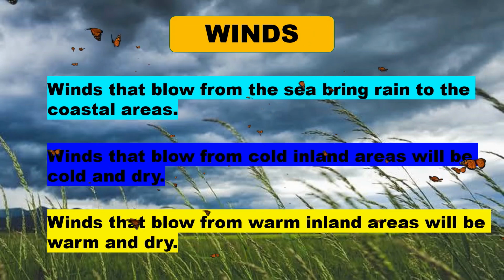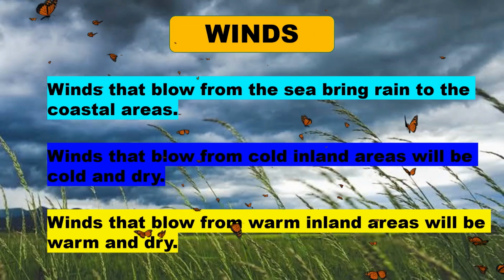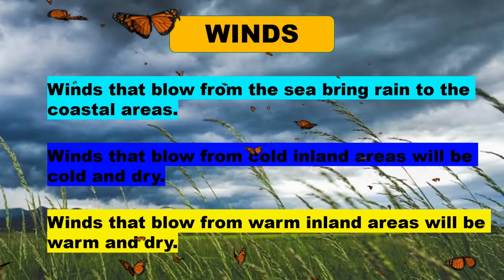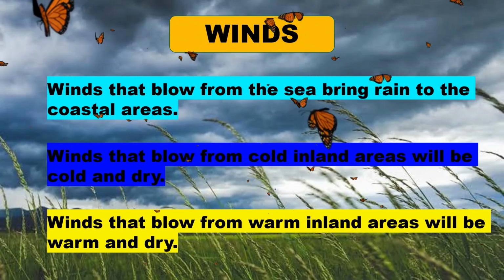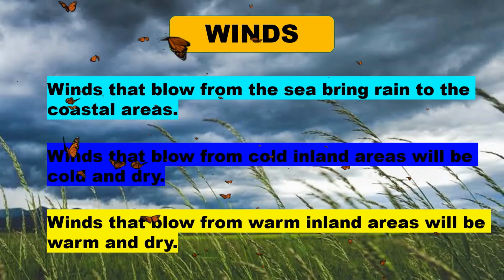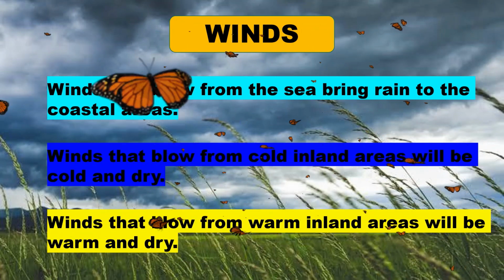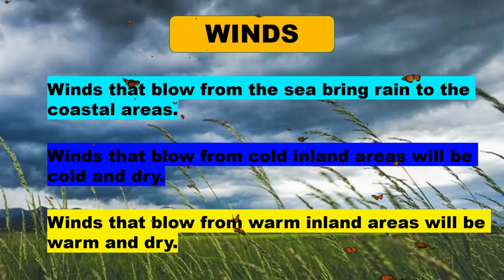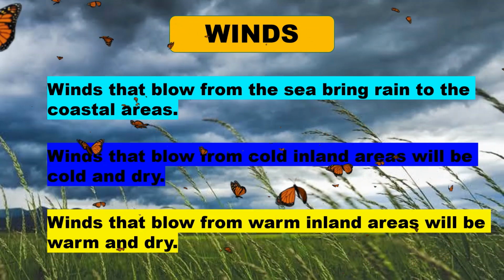Again, dry because from where will it gather moisture? There's no water body nearby. Whereas winds that blow from the sea, they bring rain. They are not dry winds, they bring in rain. This is how winds affect the climate of a place to some extent.